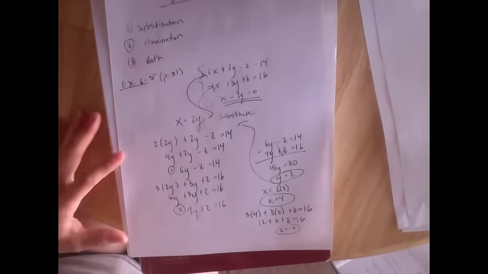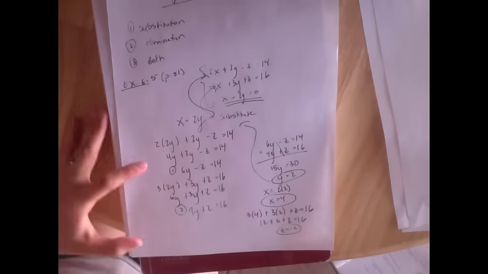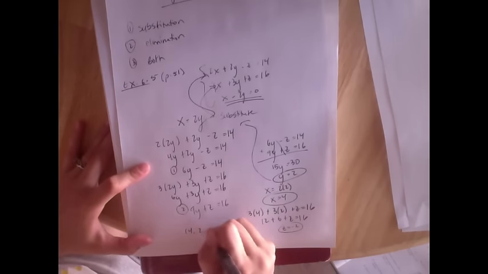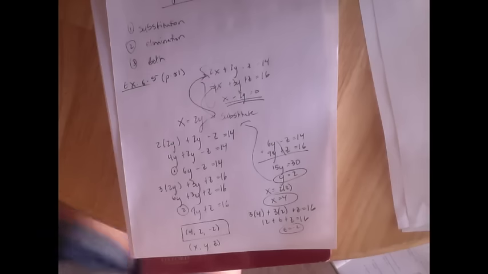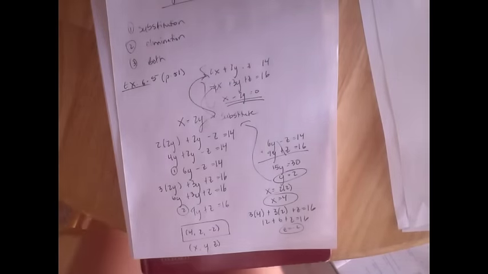I am not done. My solution is an ordered triple. 4, 2, negative 2. You always write it as x, y, z. Your solution is and forever will be an ordered triple. As long as we are solving a system of equations, our answer is either an ordered pair or an ordered triple. Again, if you have questions, please write it down and we can talk about it in class.